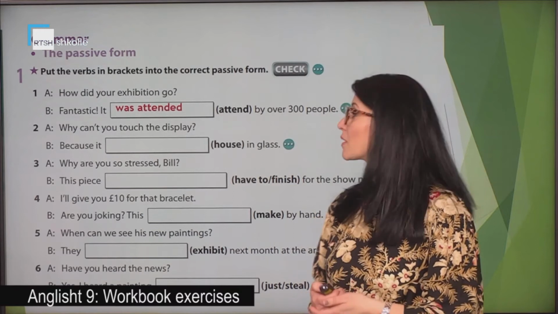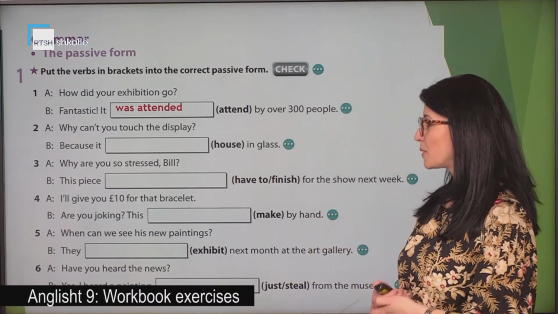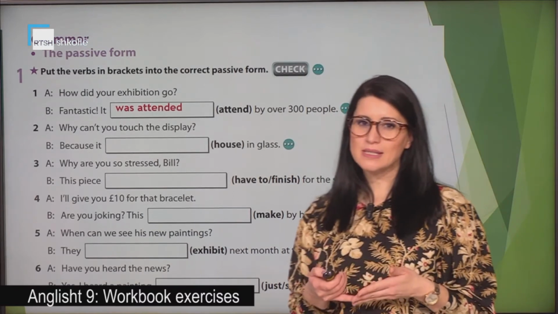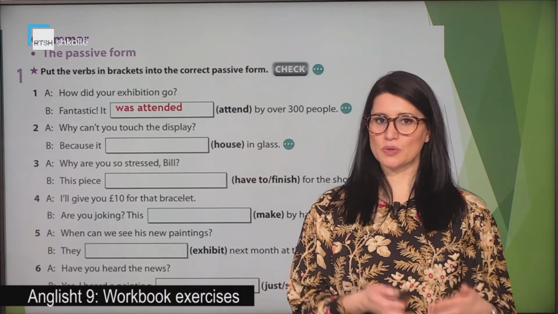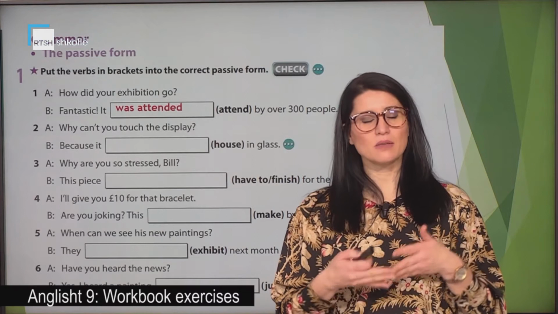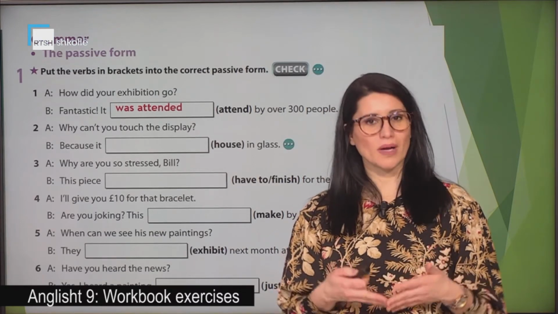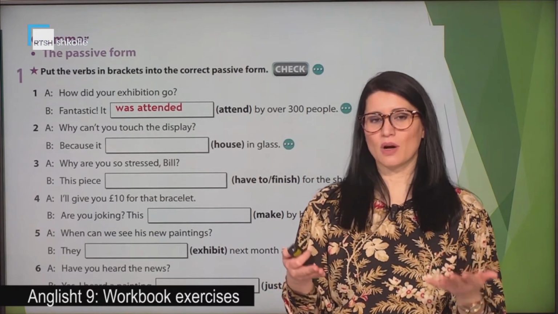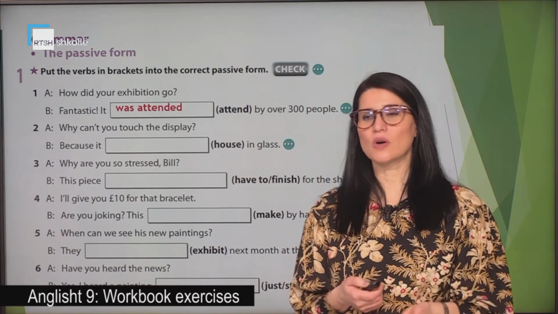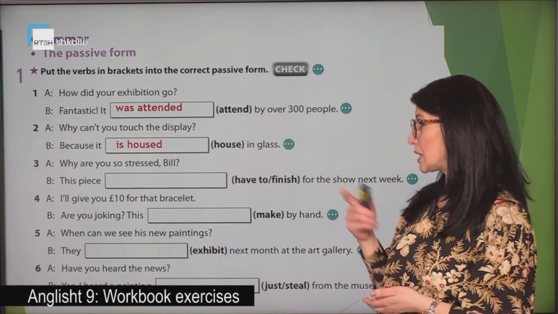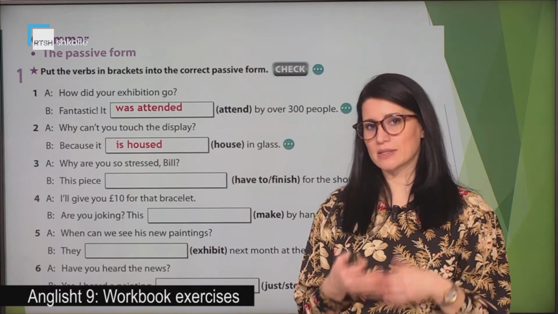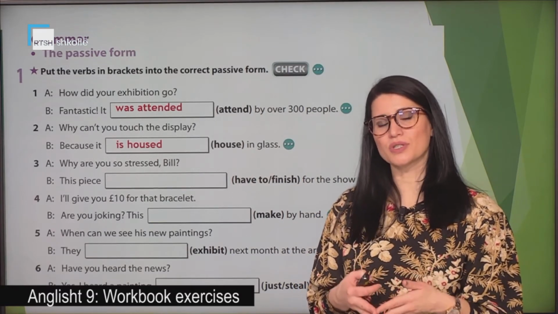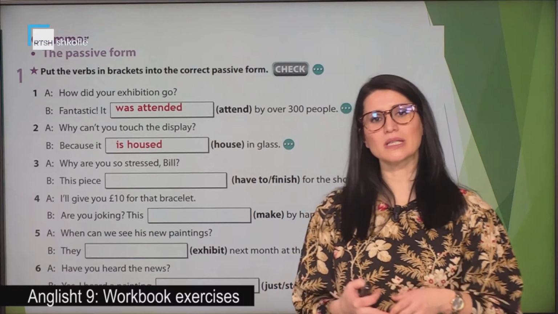The next. Why can't you touch the display? As you can see, this sentence is in the present simple, so we are going to use the passive sentence in the present simple as well. What is the present simple of the verb to be? Is or are? Because it is housed in glass. The verb house here is a regular verb. That's why we just add the D because it ends in E.